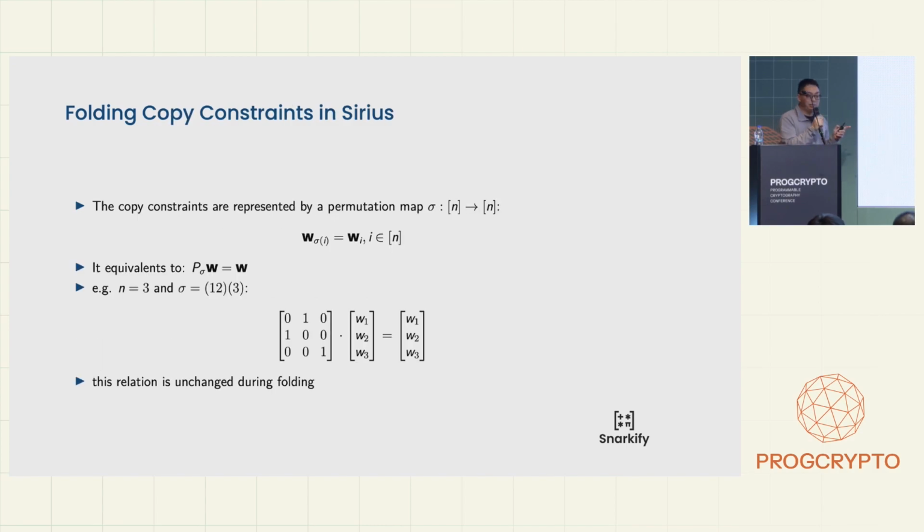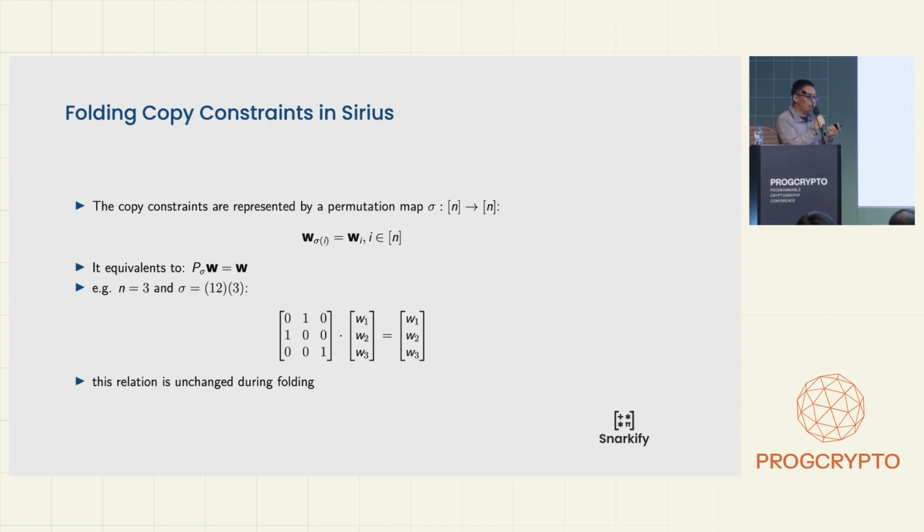So next, I will talk about how we do the copy constraint in Sirius. If you're familiar with the Plonk proof system, the copy constraint basically assumes you have some circuit defined, and some input wire of some circuit is equal to some output wire of the circuit. So you have to make sure these 2 wires have the same value. This is what we call the copy constraint.